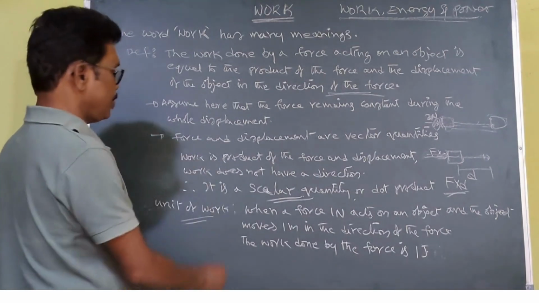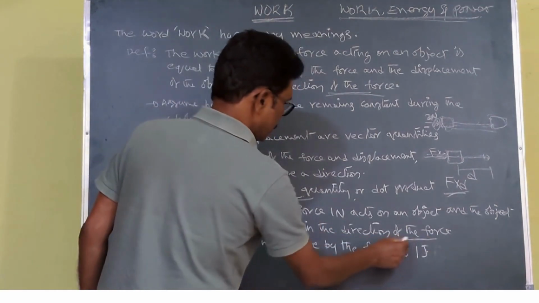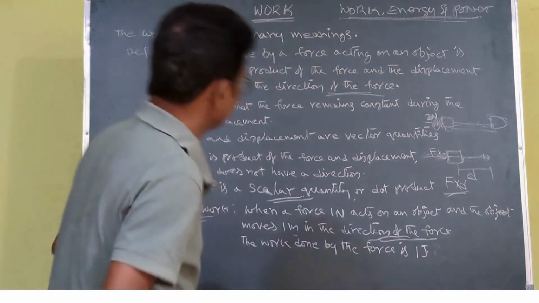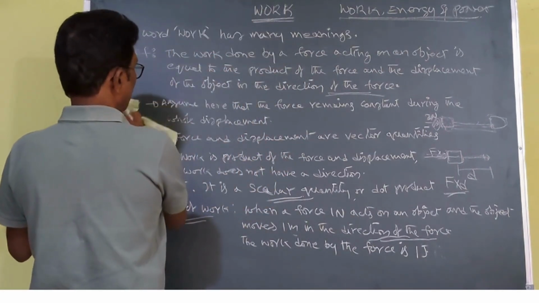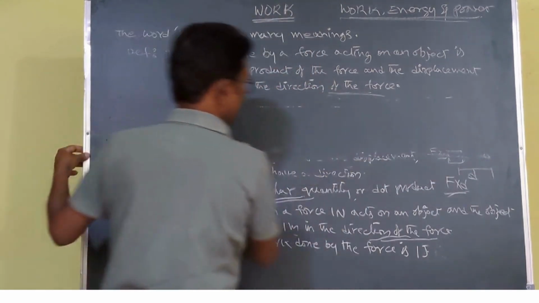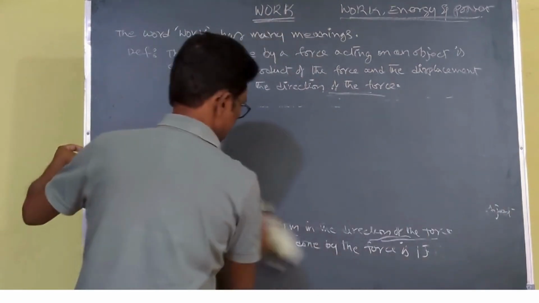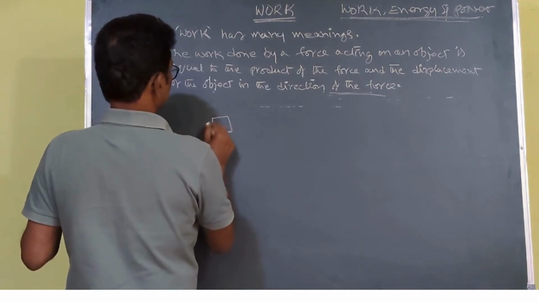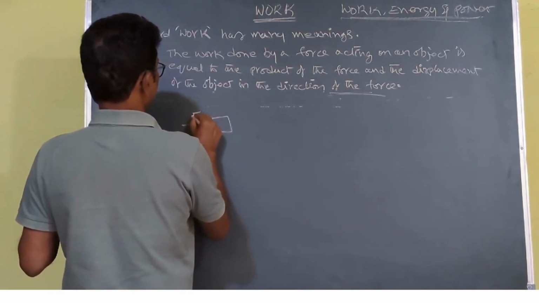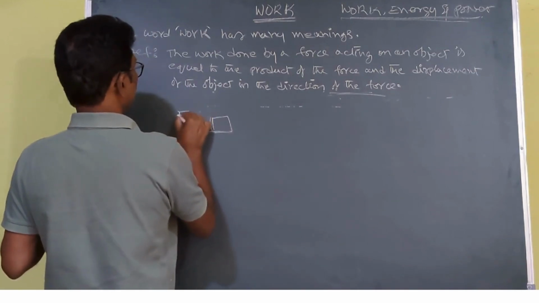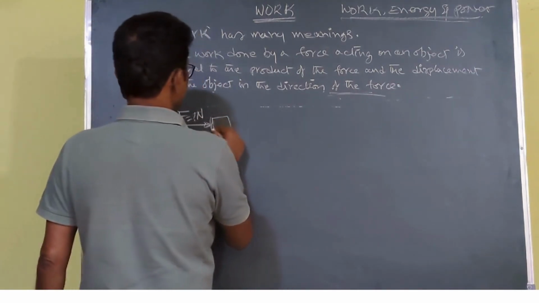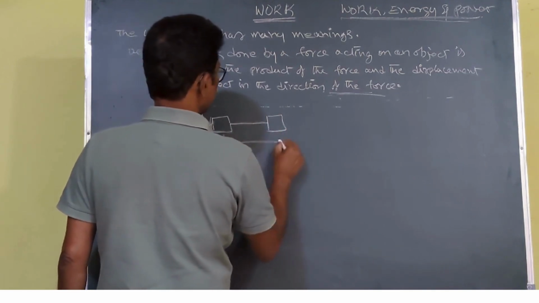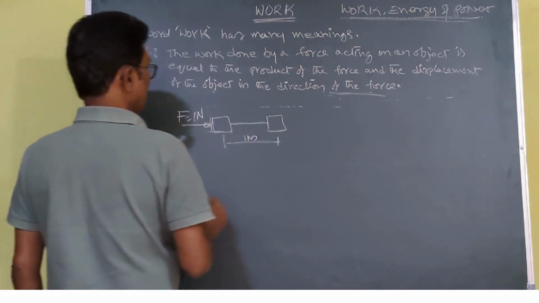an object and that object moves 1 meter in the direction of the force, the work done by the force is 1 joule, which means that suppose this is the object, and your force is applied here, 1 Newton. So this object gets displaced from here to here. The distance is 1 meter.